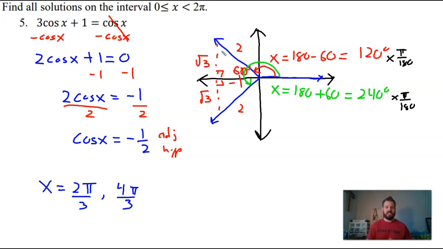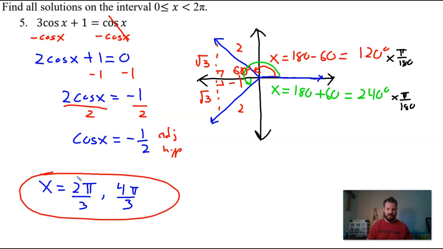Okay, these are solutions on this interval, so we don't need to worry about adding 2k pi's or anything like that. There we go.